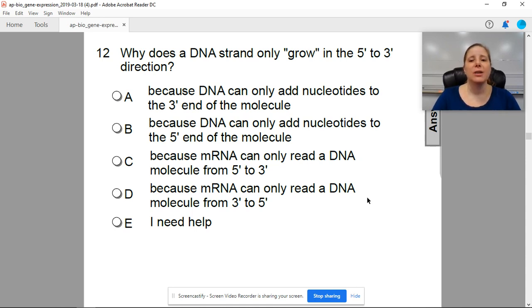Why does the DNA strand only grow in the 5' to 3' direction? Because the DNA can only add nucleotides to the 3' end of the molecule. Because the DNA can only add nucleotides to the 5' end of the molecule. Because mRNA can only read DNA from 5' to 3'. Because mRNA can only read DNA from 3' to 5', or I need help.